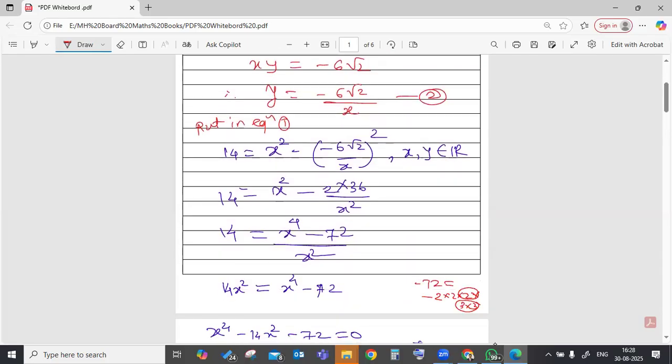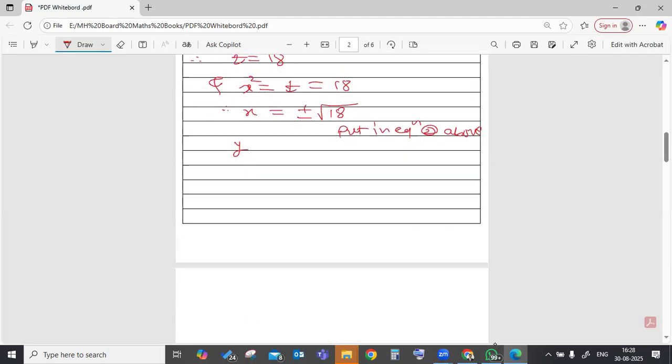Minus 6 root 2 upon x. y equals minus 6 root 2 upon x, equals minus 6 root 2 upon 8 root 18, equals minus 6 root 2 upon 3 root 2, right? Root 2 is cancelled, 6 over 3 equals minus 2.